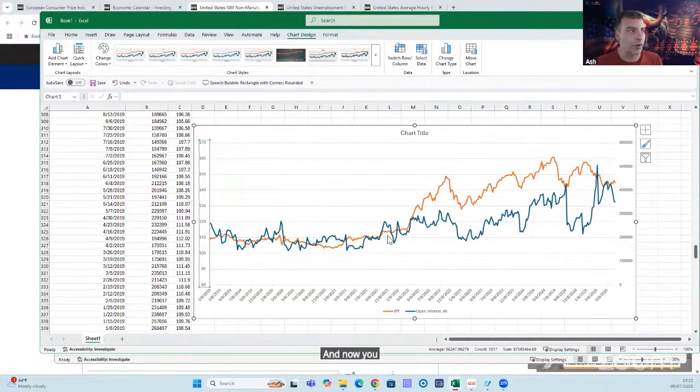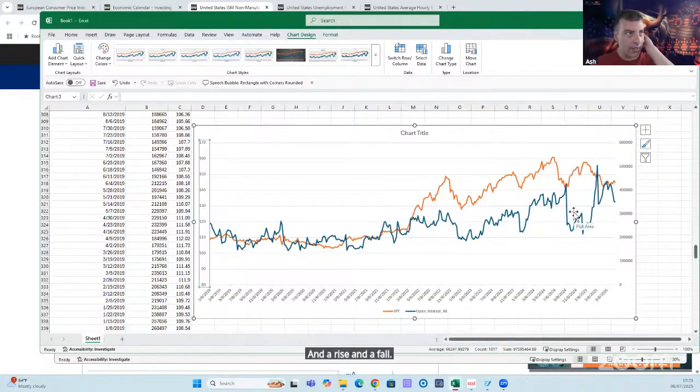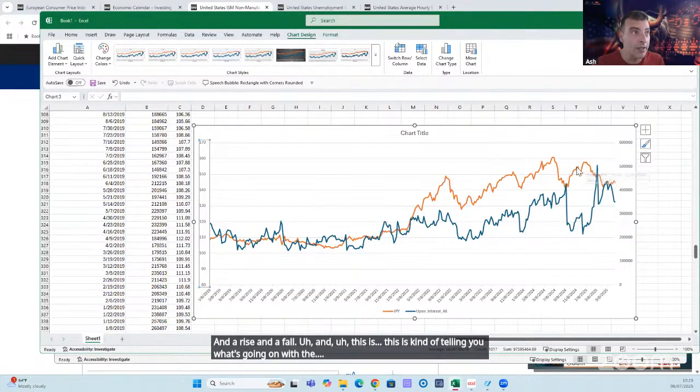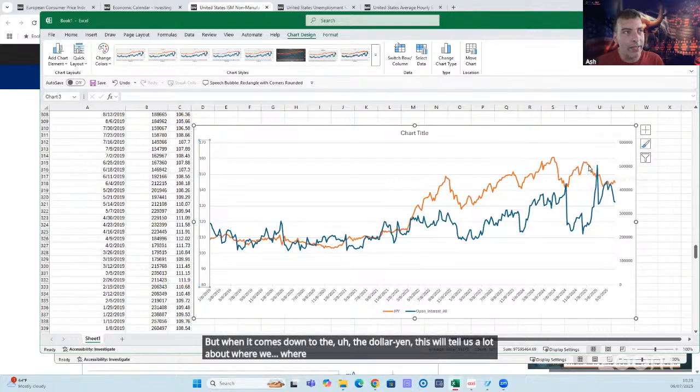And now you can kind of see the correlation. It floats along and you can see the rises here and falls here, a rise here and a fall here, and a rise and a fall. This is telling you what's going on with the dollar yen. So we want to see now open interest turn. I think it's positive correlation with things like the Aussie, but when it comes down to the dollar yen, this will tell us a lot about where the market believes the dollar yen should be going.